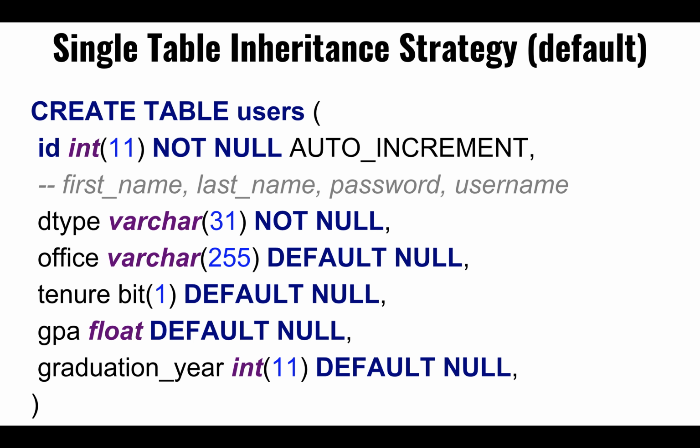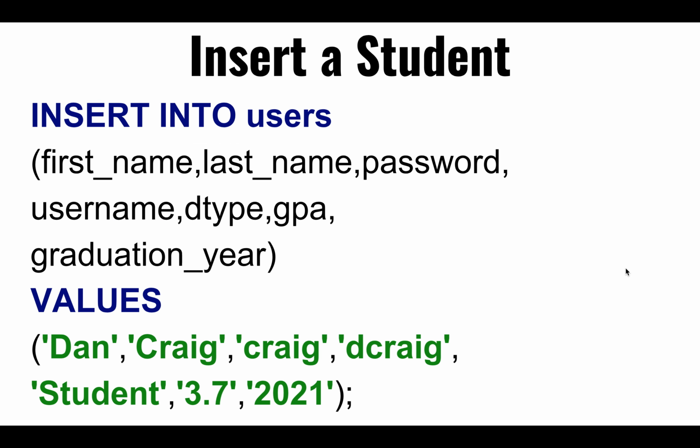Yes? What if in the user class we have a field named D type? Huh, I don't know. I haven't tried that. I'm going to try it out. Maybe we can try it a little later. That's a good question. Let's try it out in a minute.